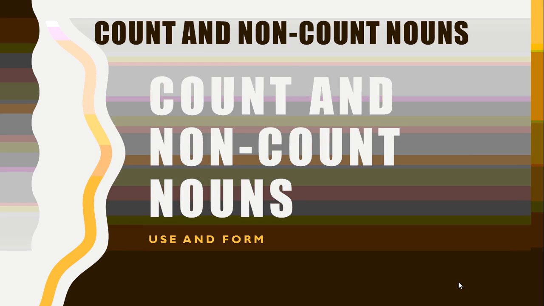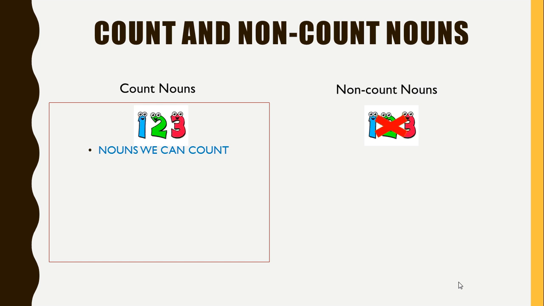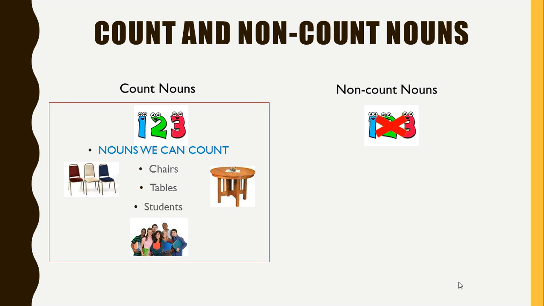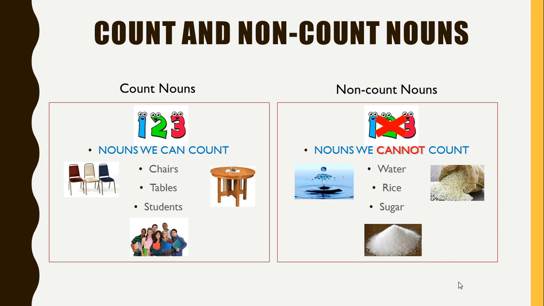Use and form of count and non-count nouns. Count nouns are the ones that we can count: 1, 2, 3. For example, chairs, tables, students. But there are things that we cannot count. For example, water, rice, sugar. We cannot say 1 water, 2 rice, 3 sugar. We cannot speak like that in English, okay?